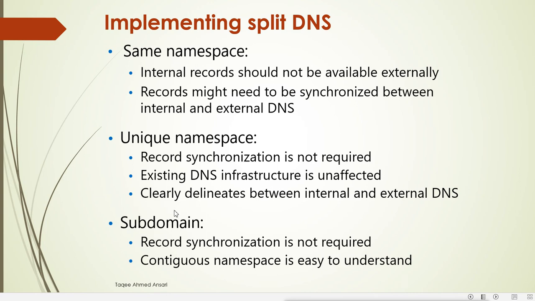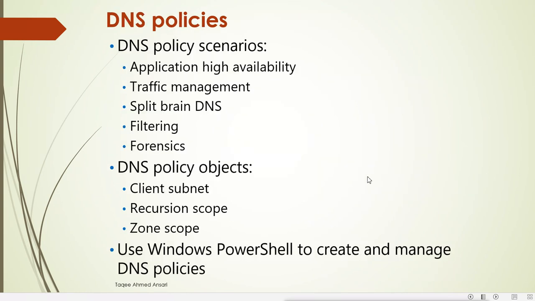Then subdomain: we can create the split DNS as a subdomain. So record synchronization is not required, and the contiguous namespace is easy to understand. That means we create either the internal domain as a top level domain and the external DNS as a subdomain, or the external DNS as the top level and the internal as a subdomain.